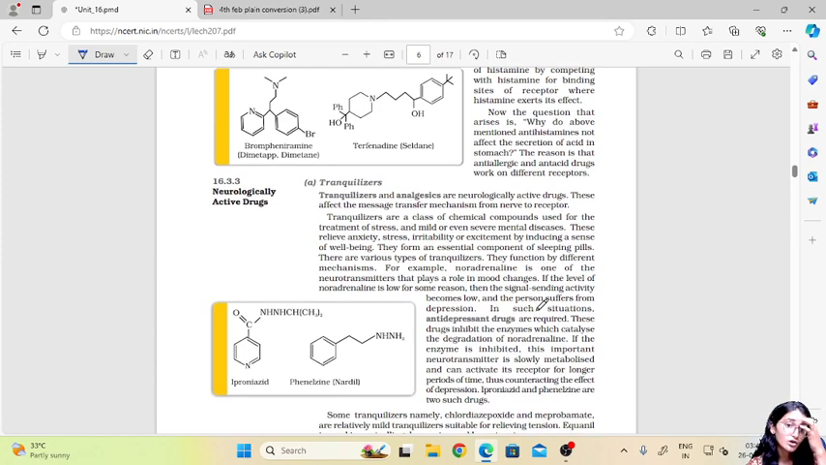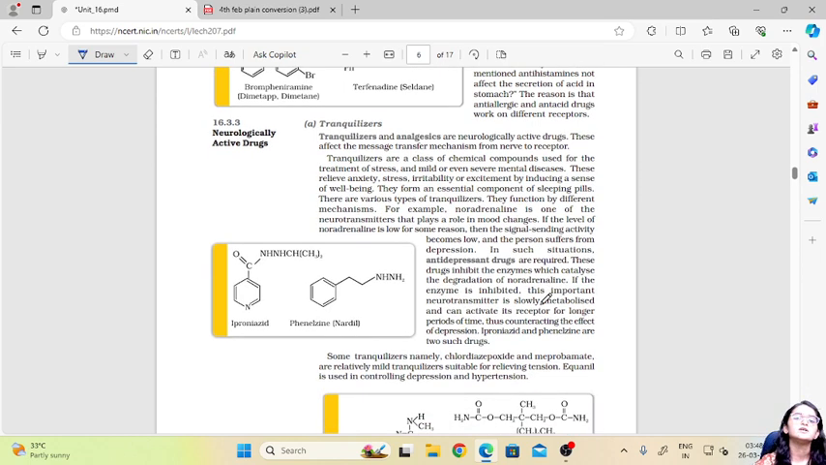Next are neurologically active drugs, in which first are tranquilizers. Tranquilizers and analgesics are neurologically active drugs, which means they affect the message transfer mechanism from nerve to the receptor. Why are tranquilizers used? They are used for the treatment of stress, and even mild or severe mental disease. They relieve anxiety, stress, irritability and excitement by inducing a sense of well-being.